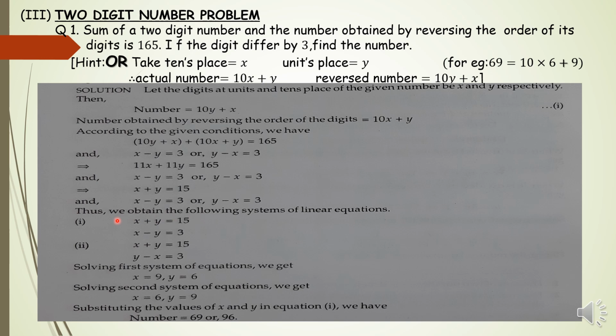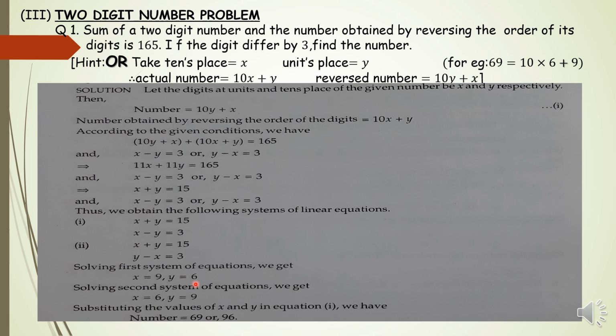x plus y is equal to 15 we have. Then x minus y is equal to 3 or y minus x is equal to 3. Then solve these two equations. x plus y is equal to 15 and x minus y is equal to 3. We will get x is equal to 9 and y is equal to 6. Which method did we use? Method of elimination.